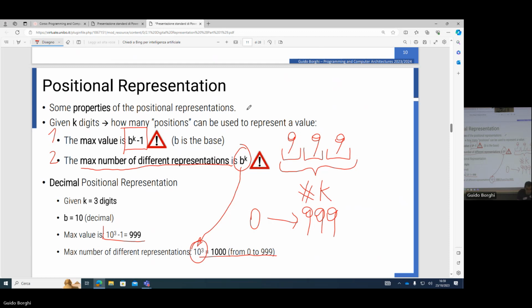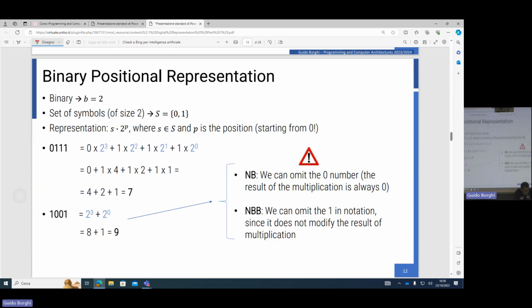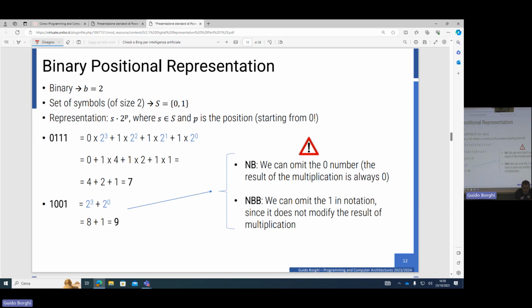Questions? No. Okay. So we are ready to see together the binary positional representation. Binary: the base is equal to 2, only 2 symbols. What are these 2 symbols? 0 and 1. So we can express the final value with each digit 0 or 1, multiplied by the base 2 raised to the position.